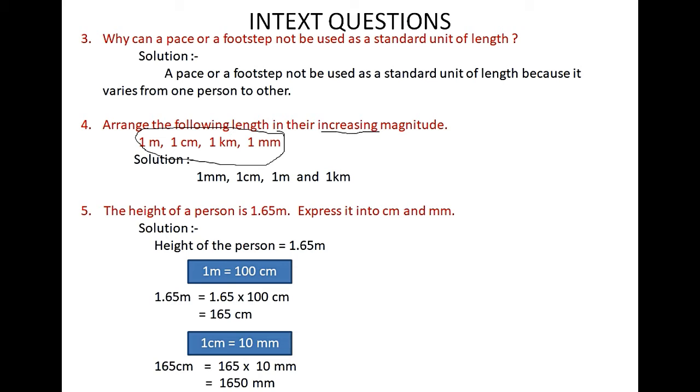We must write from smallest to biggest. Descending, decreasing magnitude means descending order; we must write from biggest to smallest. So here they are asking in increasing magnitude.